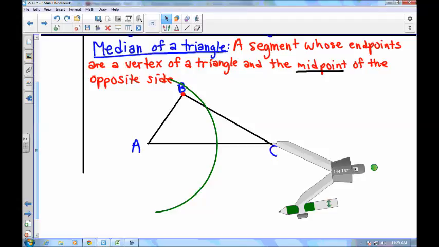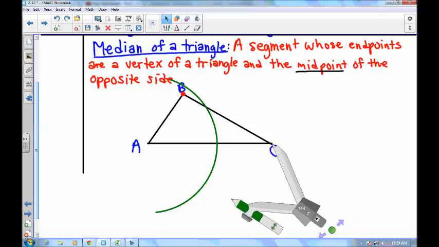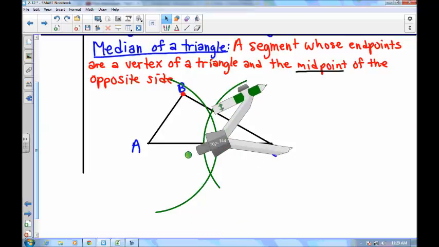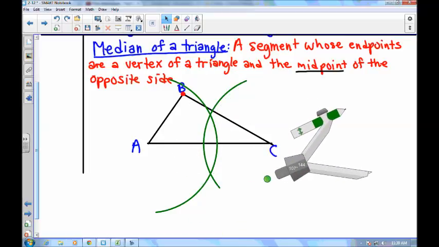And keep the width the same. That's key. You have to keep the width the same. And then you just need another arc that intersects the first arc twice. Once you've done those two arcs, pass your compass back to another person. More than halfway. The reason you have to go more than halfway is because that will allow it to intersect. The two arcs will intersect if you go more than halfway.